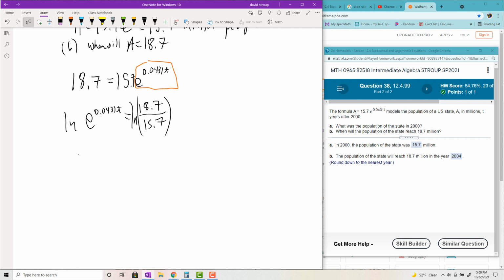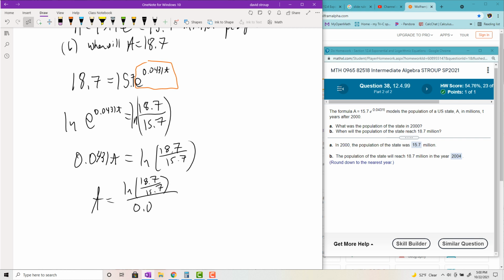On the left, you can bring down the exponent. ln of e is just 1, so I'm not going to bother with that. Divide. And that's pretty much it. Put it in your calculator. Let's see. ln of 18.7 divided by 15.7, divided by 0.0431.